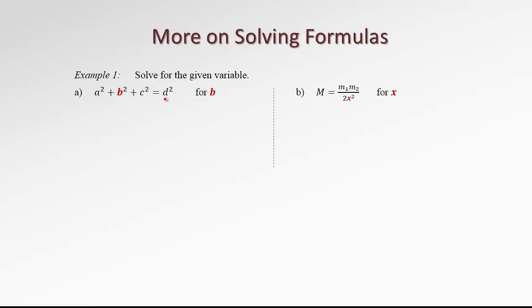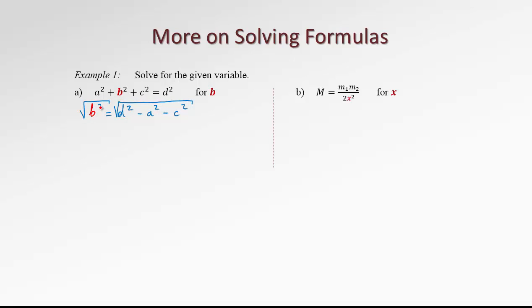In this video, we'll look at solving formulas that involve some quadratics. In the first example, we want to solve this formula for b. Since b appears in one spot, we can solve it simply by isolating b on one side and placing everything else to the other side. So let's subtract a squared and c squared from both sides of the equation. We end up with b squared equals d squared minus a squared minus c squared. And then, to leave the b by itself, let's take the square root of both sides of the equation.